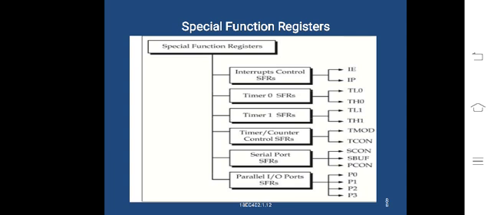Then the parallel input output port special function registers. A total of 32 registers are allotted, 8 for each port. The 8 into 4, 32 registers are allotted to 4 ports: port 0, port 1, port 2 and port 3.